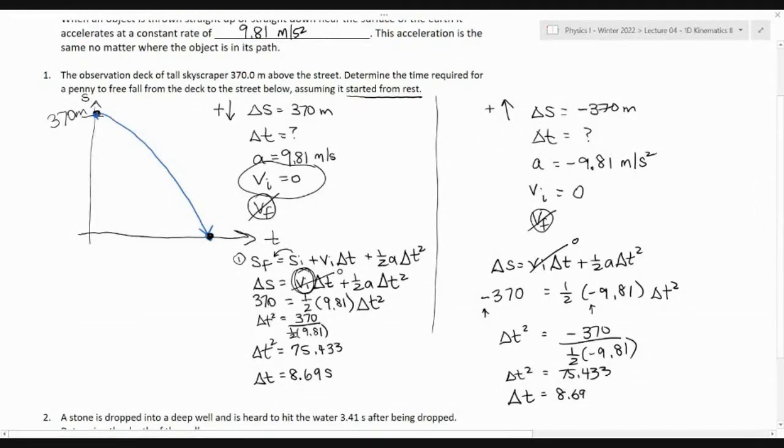Okay, that's all we did. I just didn't bother writing it down in the equation as a 0. I just canceled it out.